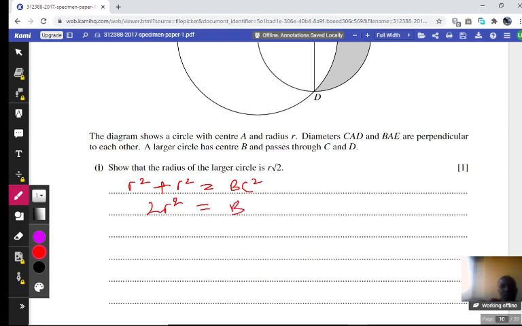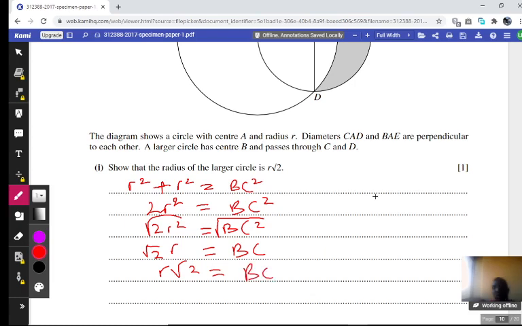If you now want to remove the square, to get rid of the square, you put square roots on both sides. So it will be square root of 2 times r. Why? Because square root of r squared is just r, is equal to BC. Then this is the same as r root 2 is equal to BC. So BC is equal to r root 2. So that's how you show it.